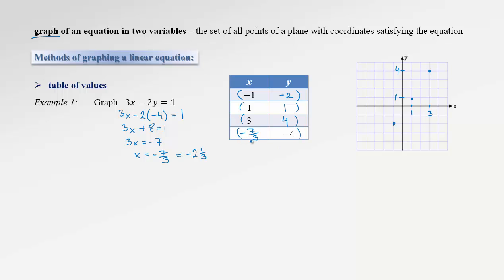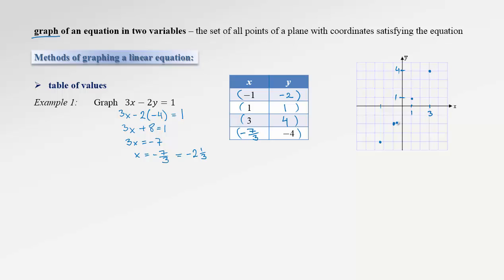And you see, the last point is maybe not so easy to plot, but we can still approximate it. -2 and 1/3, it's approximately here. And then I need to go down -4. 1, 2, 3, 4. So our point is somewhere there. So when you look at these 4 points, they seem to lie on the same line, which confirms that our calculations were correct. Normally, to draw a line, it's enough to have 2 points.